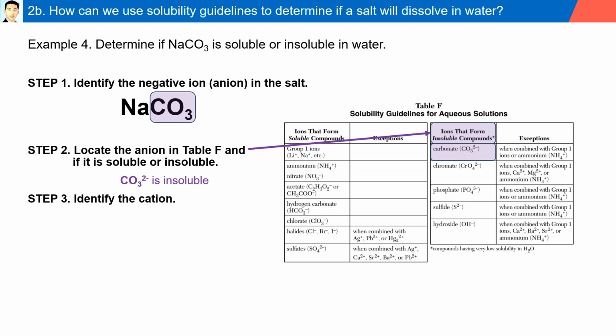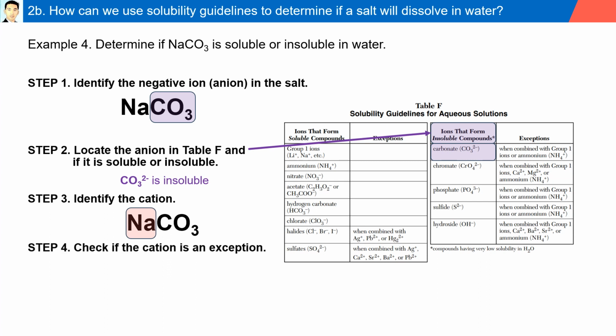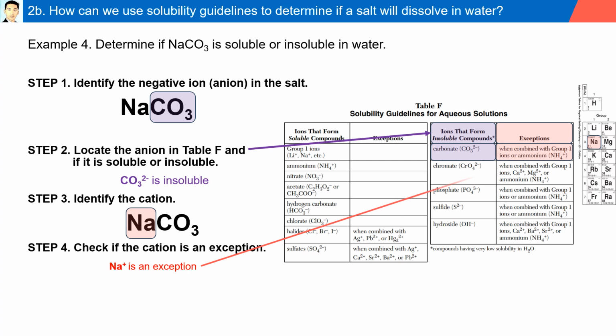Step 3, identify the positive ion. In this example, it is Na. Next, identify if the positive ion is listed as an exception. Here, when combined with group 1 or ammonium, it is an exception, and Na is located in group 1. Therefore, since it's an exception, NaCO3 is soluble in water.